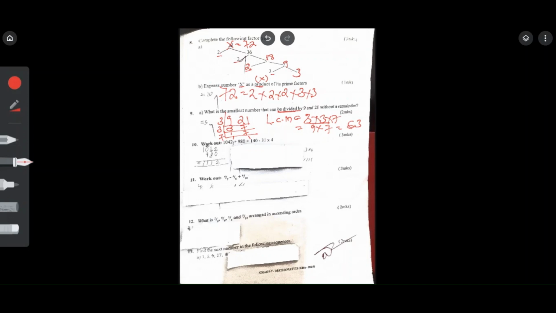All right. Still checking so that I cannot be shut out of time. Okay, we have the next one. We want to work it out.